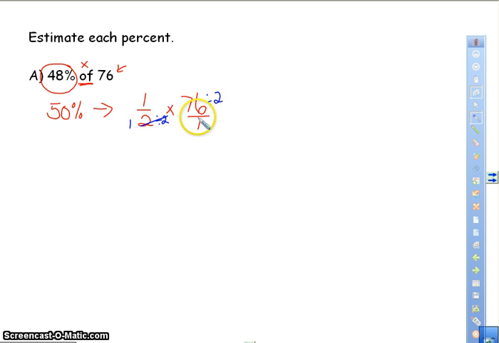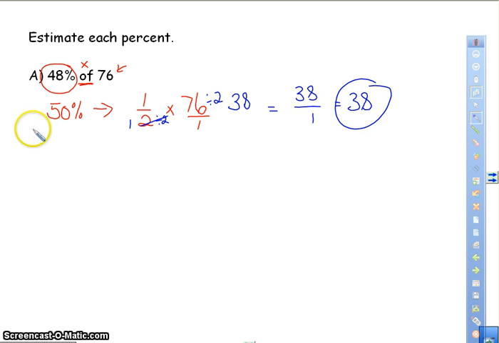76 divided by 2. Now guys, you can use a calculator if you need to. Remember, it's a point where we can use calculators. So 76 divided by 2 is 38. And then I'm going to multiply across. 1 times 38 is 38. 1 times 1 is 1. This equals 38, and that is your answer.